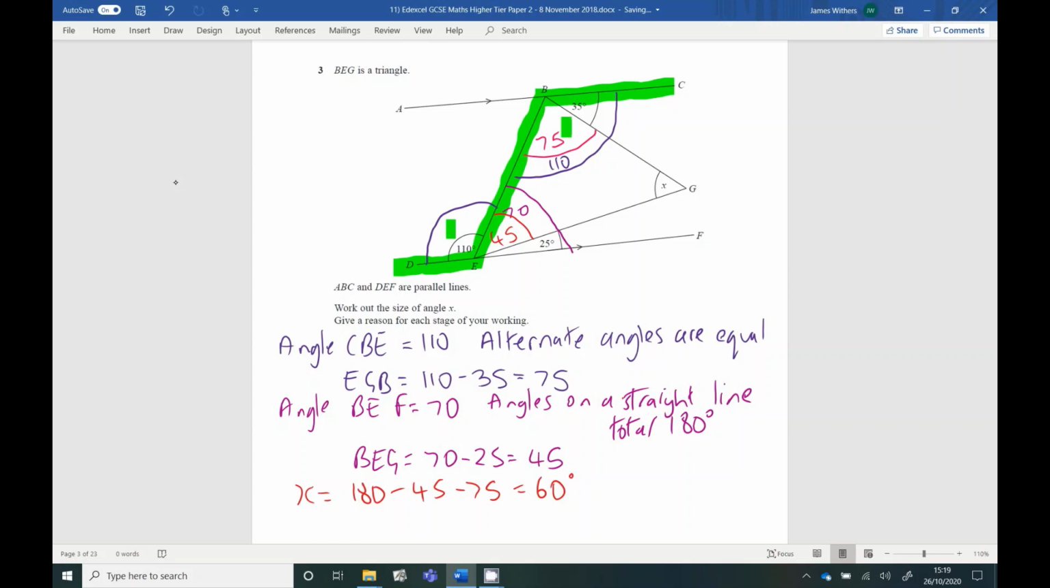How did we know this? This is because angles in a triangle total 180 degrees. So you did have to give a reason for each stage of the working. So you must say alternate angles are equal, angles in a straight line total 180, and angles in a triangle total 180. There are other ways to answer it. You may have done collinear angles and so on. As long as you've explained each step of your workings, and as long as you've got 60 degrees, you'll be fine.